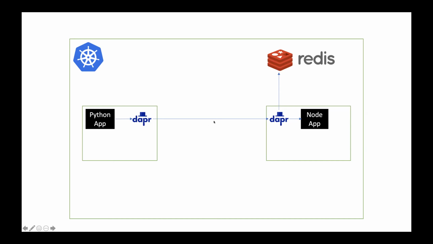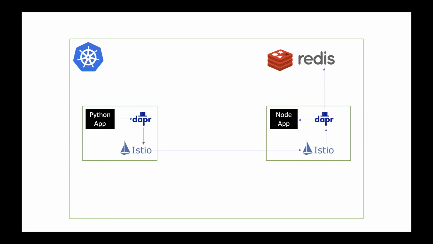Now, it's important to note that Dapr has its own mTLS connection feature, but for this exercise, we're going to install Dapr without TLS and actually let Istio take over. And this is what we're going to see today.